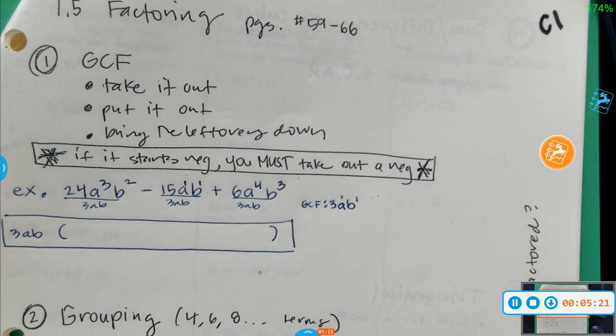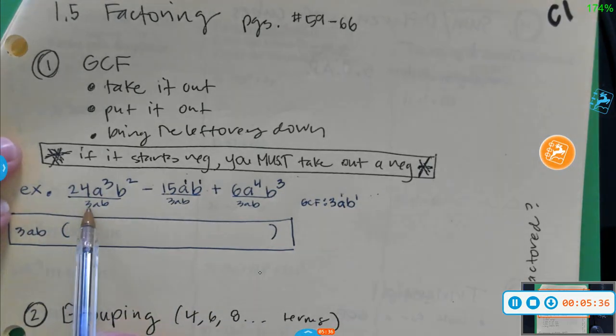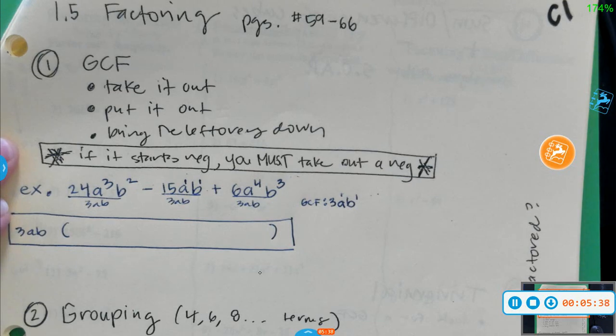This is the greatest common factor. You pull it out, you put it in the front. And then number 3, you bring the leftovers down. Now, this is why last week we studied monomials, because we're getting ready to have to simplify these 3 monomials. So, 24 divided by 3, your whole entire life has been what?